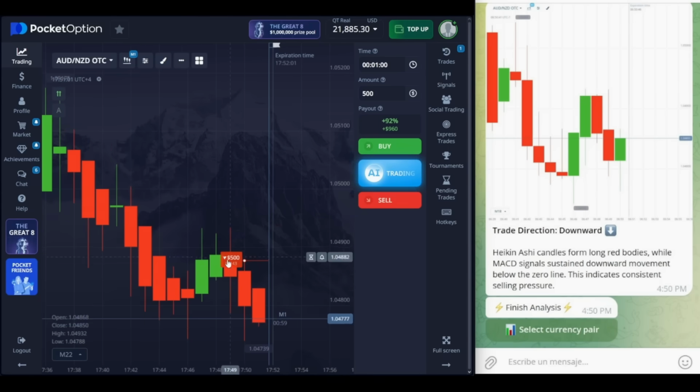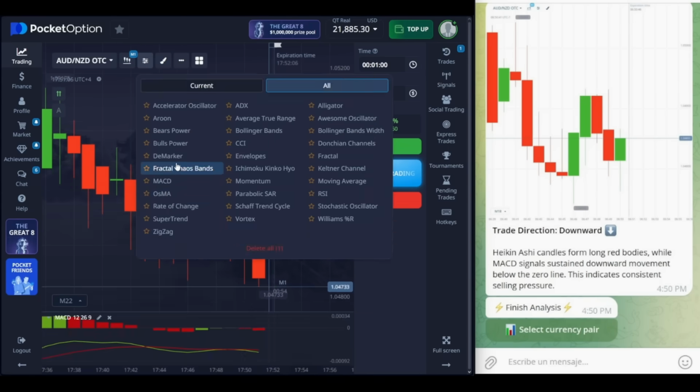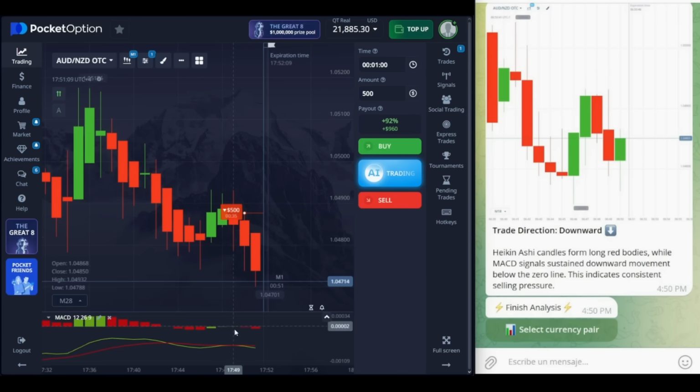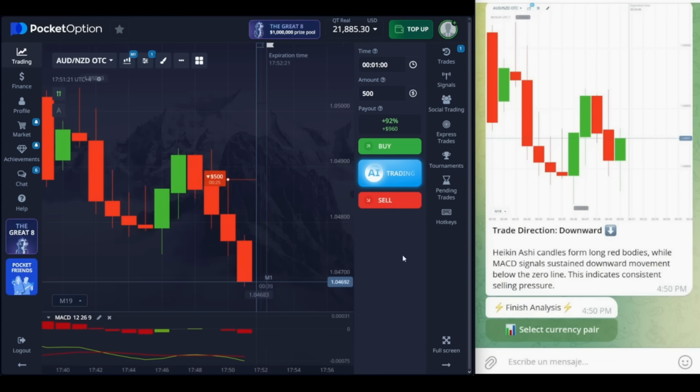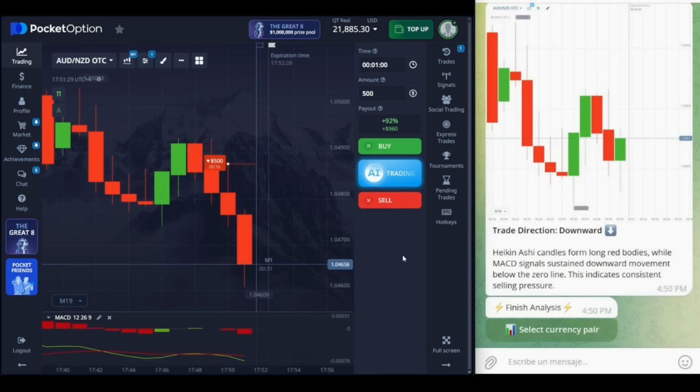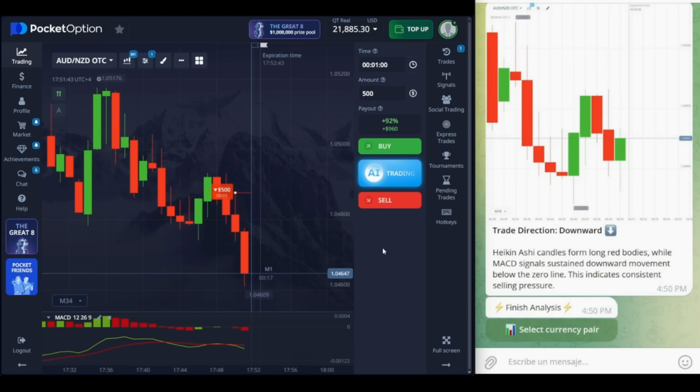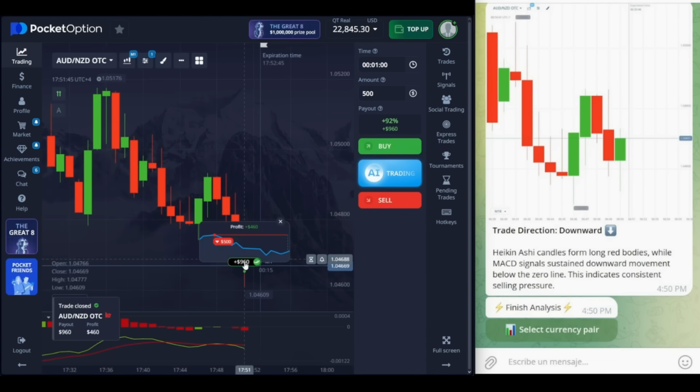Heikin Ashi red candles. MACD is also below zero. Perfect match. Analysis took 20 seconds. And signal is ready. Aurix does it all. Fast, accurate, consistent. Click, enter, profit. Manual analysis takes time, but here it's all automated. And we've got another win.